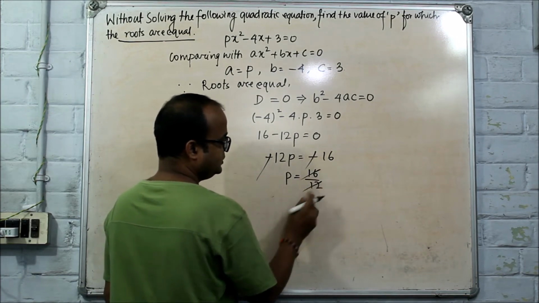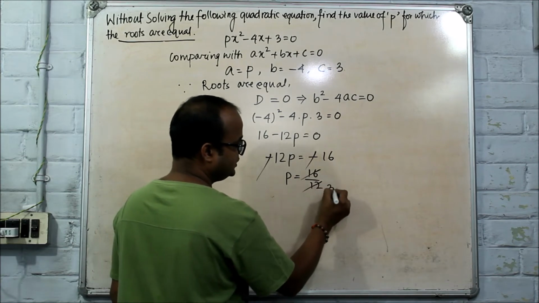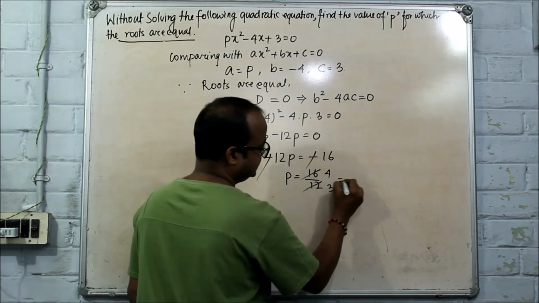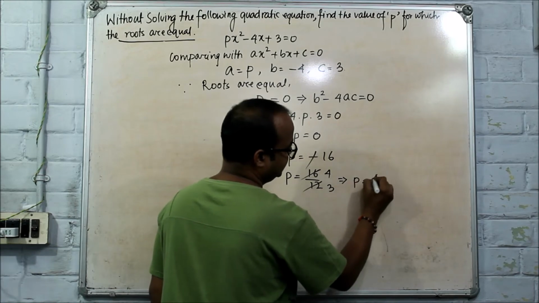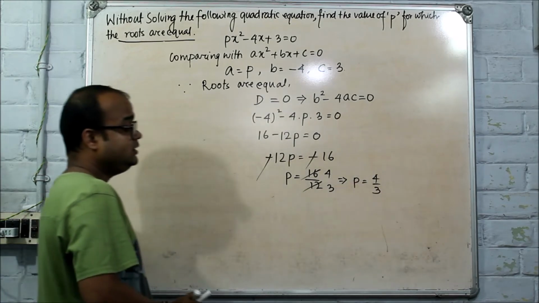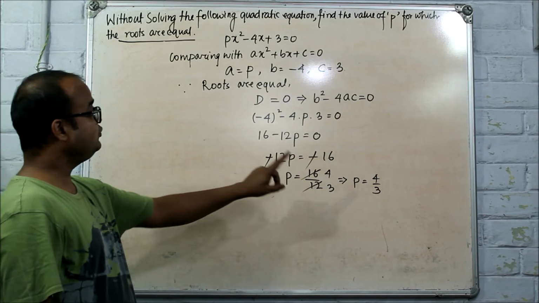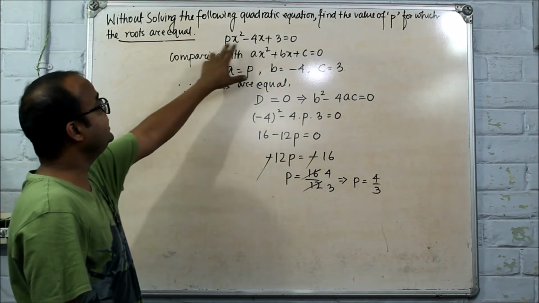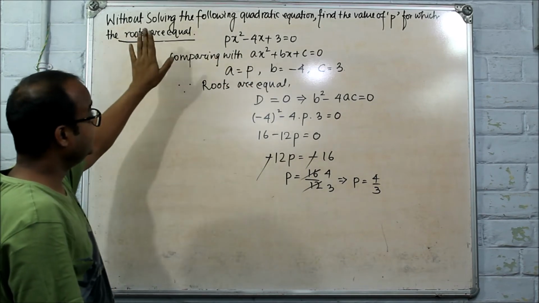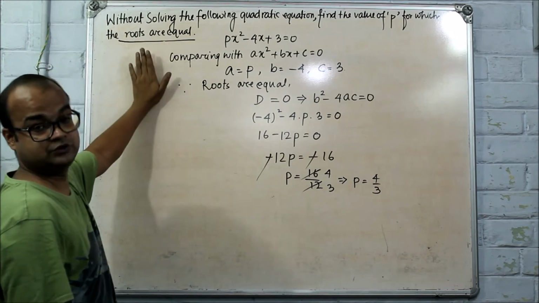Cancel out the term. It will cancel with 4. 4 threes are 12, 4 fours are 16. So it implies p is equal to 4 by 3. That means if p is equal to 4 by 3, the given equation has equal roots.